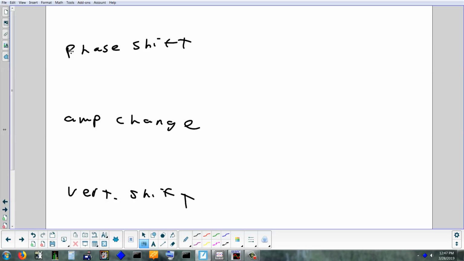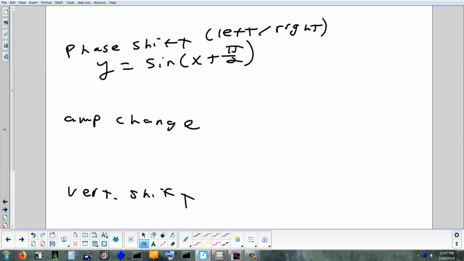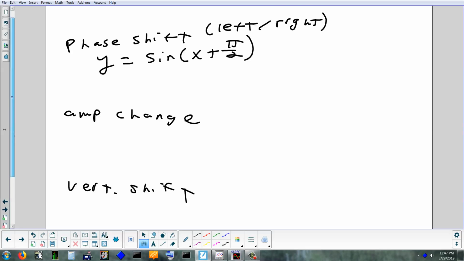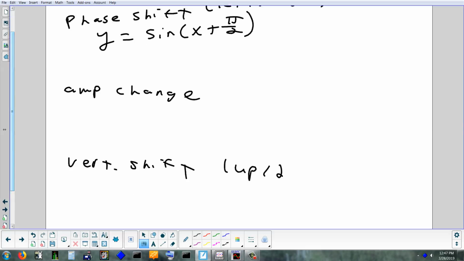When you have a phase shift, where is the adding or subtracting? In the parentheses. Here's an example: sine of x plus pi over 2. That's a phase shift because you added inside the parentheses. So that's left and right. Okay, so this is phase shift, left, right. So vertical means up or down.